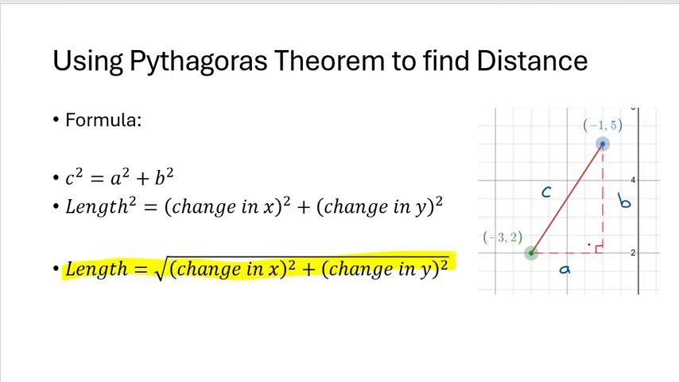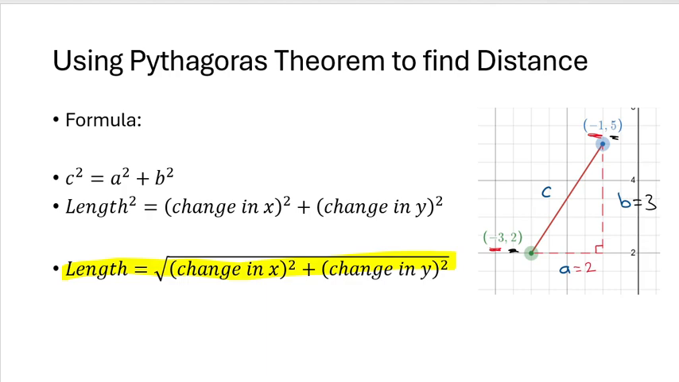So let's find the change in the x values. So let's have a look here. I have -3 and I have -1 here. So just talk to yourself and be like, all right, what's the change there? And you can sort of figure it out that it's actually just 2. And then for the vertical change, I have here 5 and I have here 2. So what's the change between 5 and 2? So it's going to be 3.